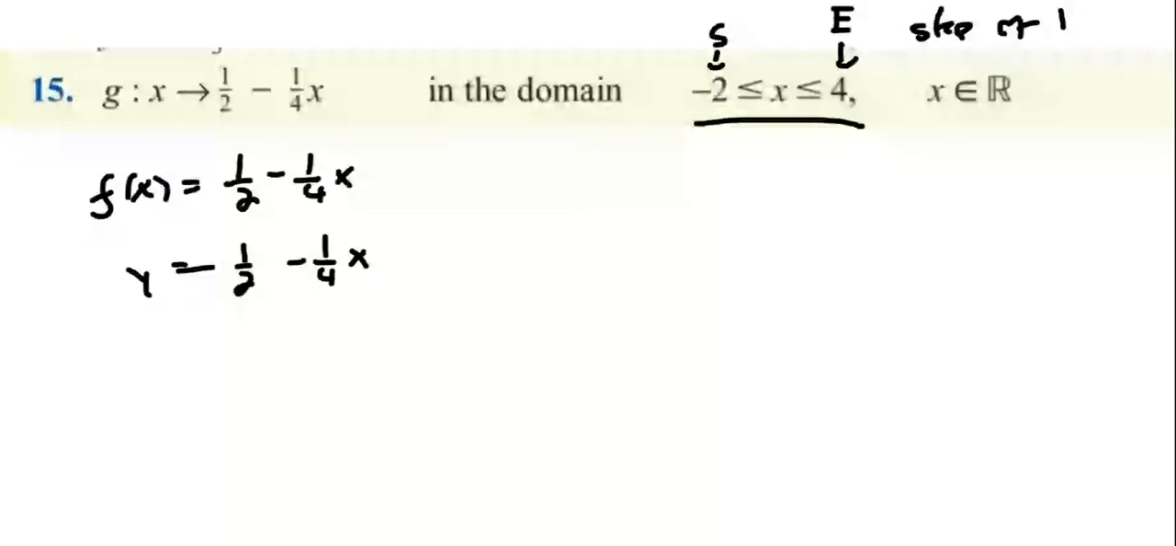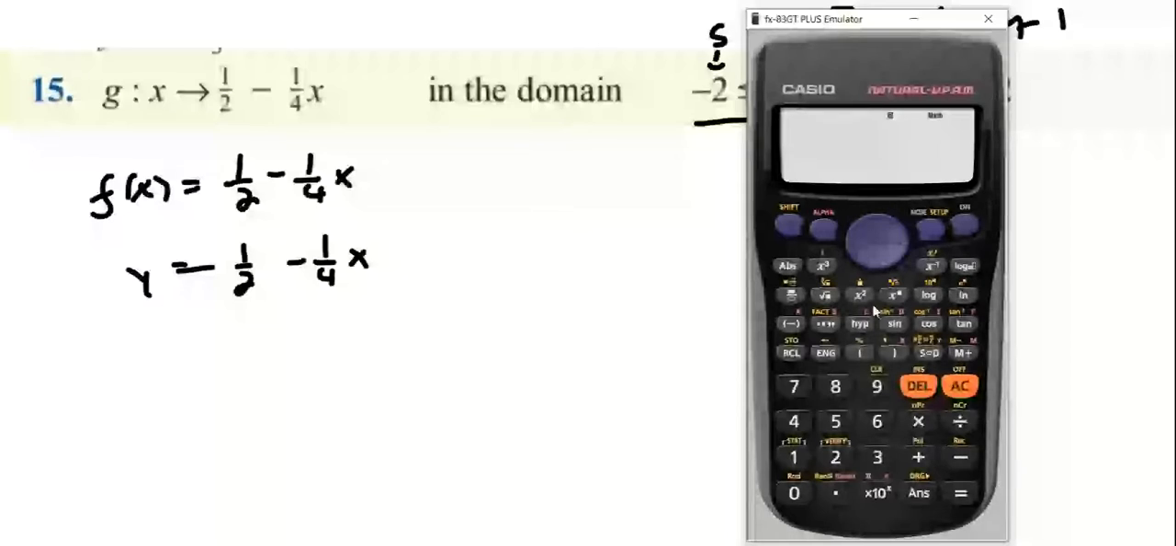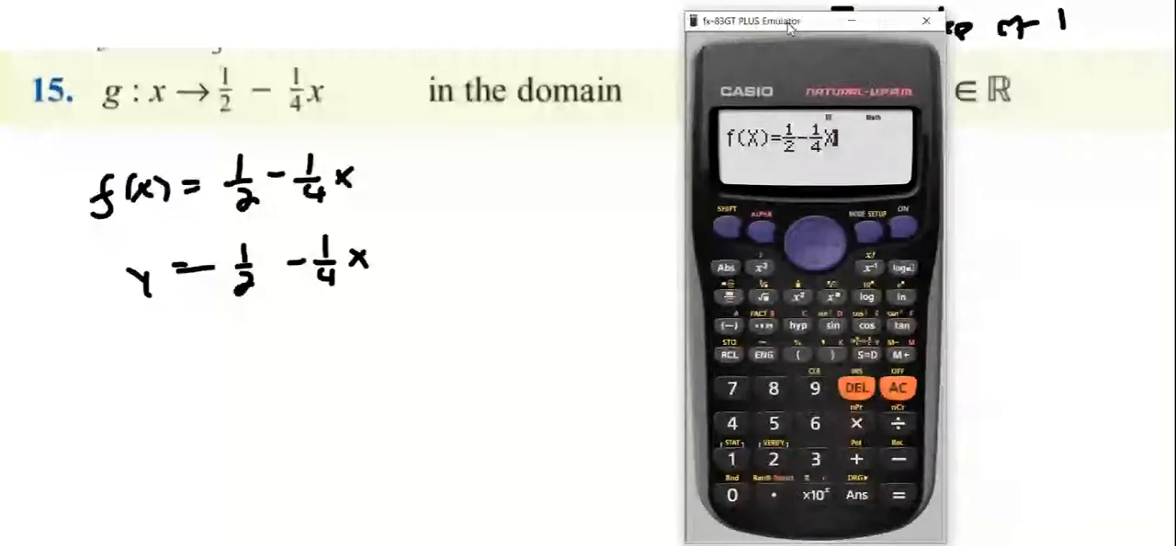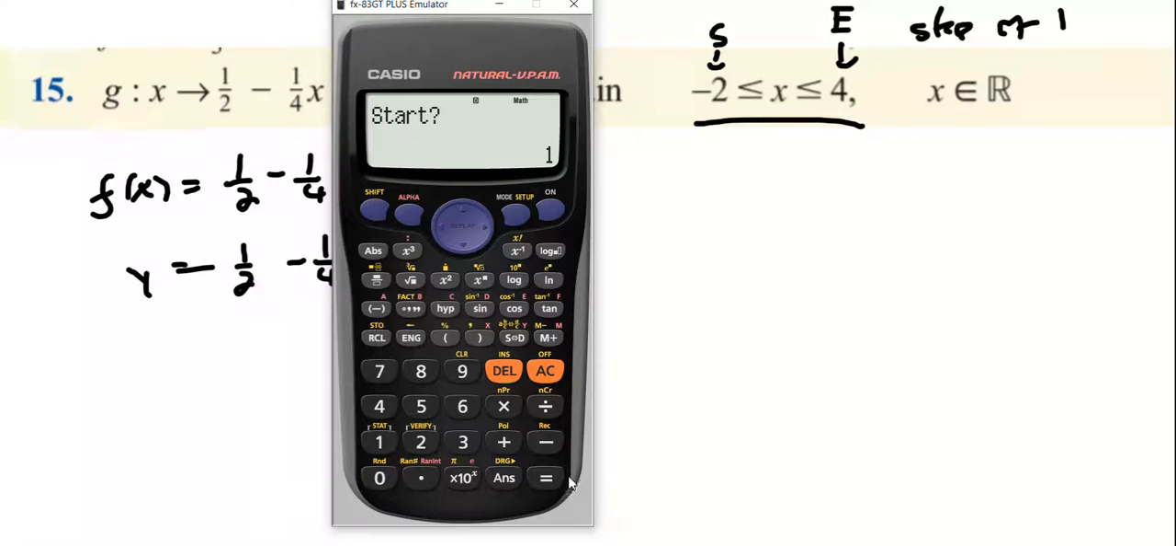Okay, here's what we're going to do. We're going to do mode, table function. We're going to do a half, if I can remember how to use this calculator, a half minus a quarter x. Okay. I'm going to start at -2, end at 4, and do a step of 1.